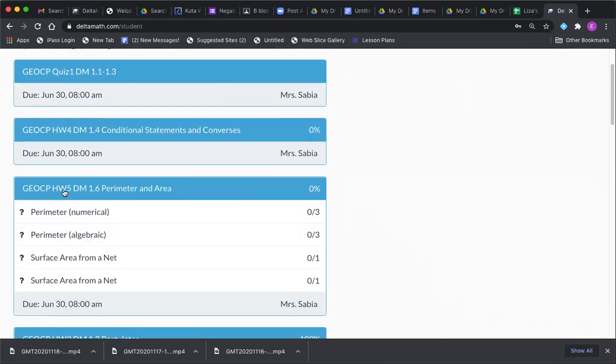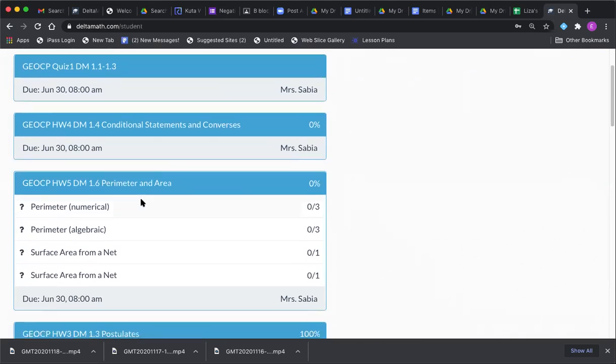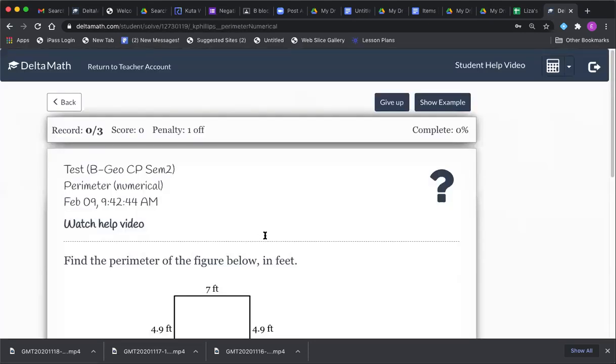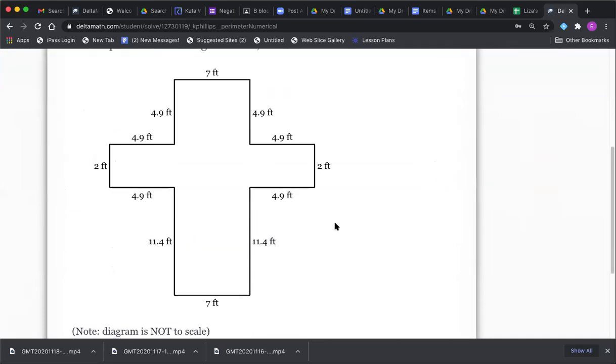Anyway, you need to find this one. Homework 5. Delta Math 1.6 perimeter and area. That's the one we're looking for. So perimeter, I'm going to start you off with numbers. It's going to give you this crazy shape. You're just going to add all the way around. So you might want to just make it a habit.